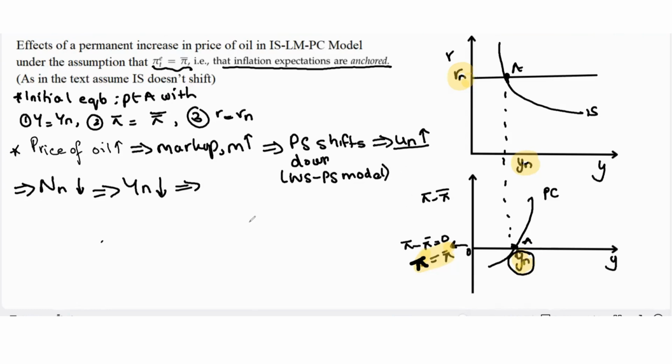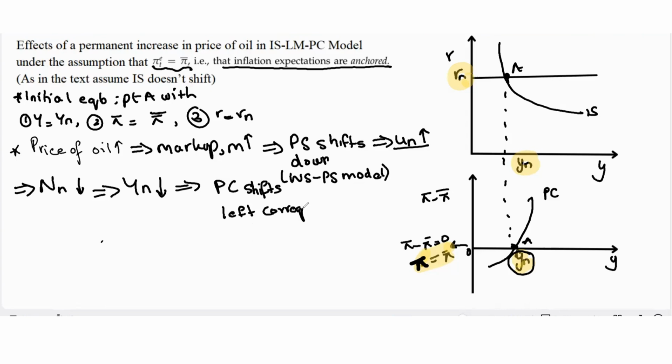Okay, what changes the Phillips curve are changes in Yn, right? And changes in Yn come from the wage-setting, price-setting model, right? And that's why we're here, we're looking at the WSPS model. So when Yn decreases, this has been done in detail. We know the Phillips curve shifts to the left, corresponding to a lower Yn, right?